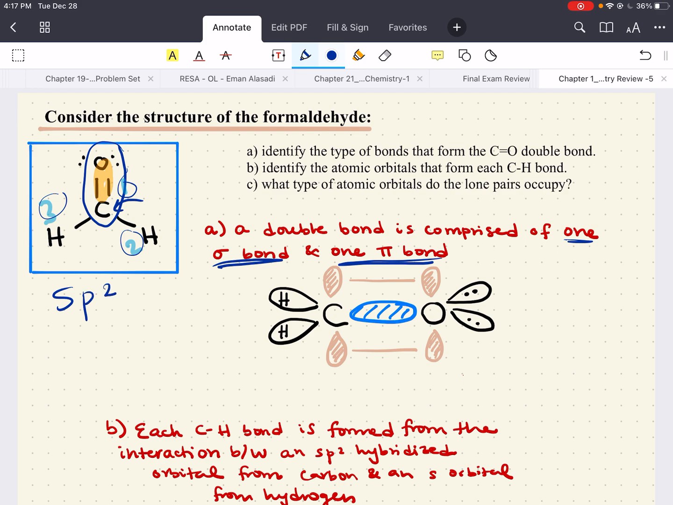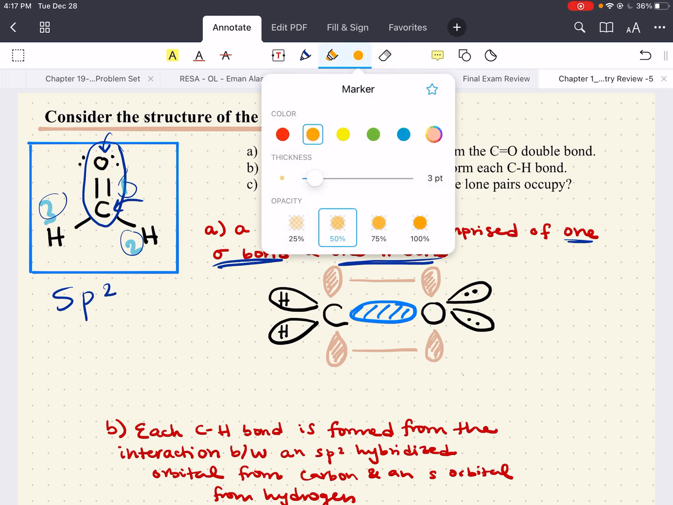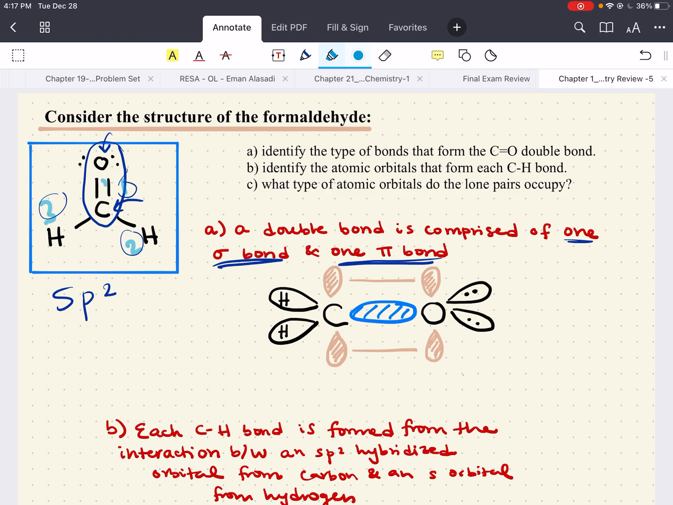Let's look at this oxygen. How many groups are around this oxygen? Well, this oxygen has a double bond, which is a good hint to what kind of hybridization this oxygen is. But let's count the number of groups around this oxygen. 1, 2, 3. There are 3 groups around this oxygen. This oxygen is also sp2 hybridized.